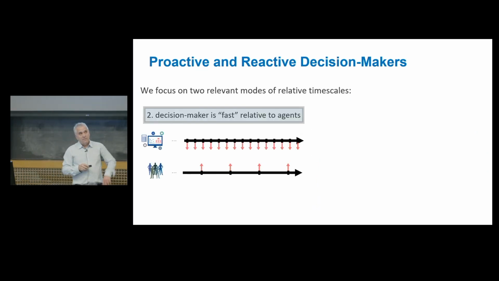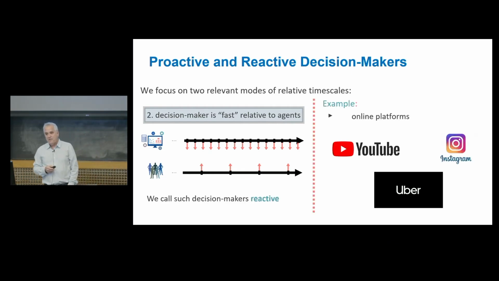There also is the flip it around, where the strategic agent now goes slowly. Why would that happen? Well, that's very common. That's the internet. YouTube, after everybody has an interaction with them, they adjust their algorithm, at least in principle. They have infinite computational power.